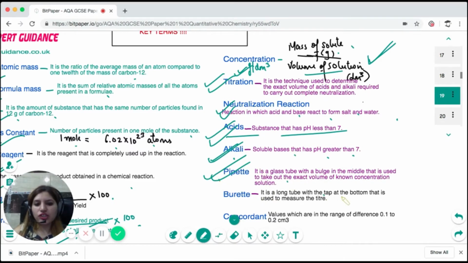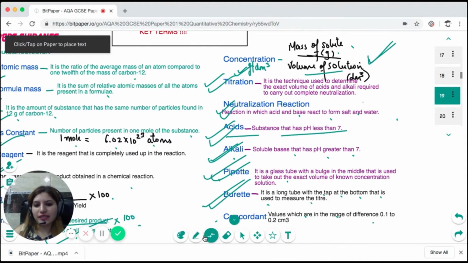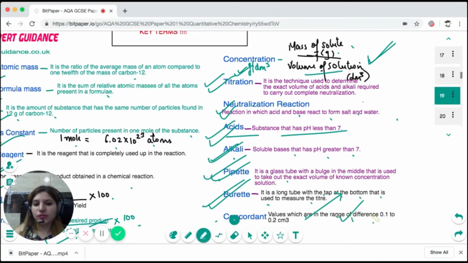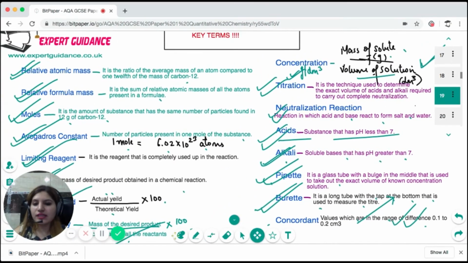Burette is a long tube with a tap at the bottom that is used to measure the titer, and concordance are the values in the difference range 0.1 to 0.2 centimeter cube. Okay, so I hope all these key terms are clear to you. It is important to remember all these key terms with these exact definitions.